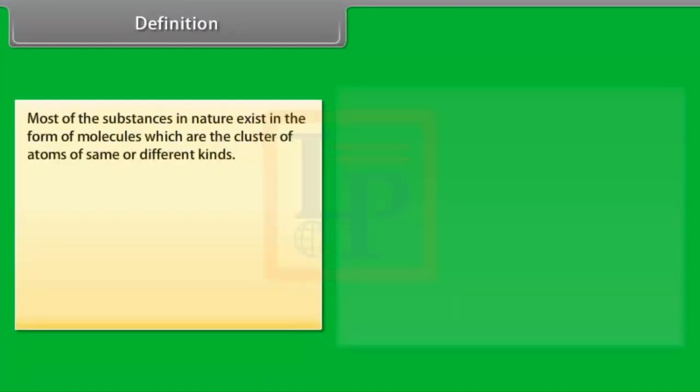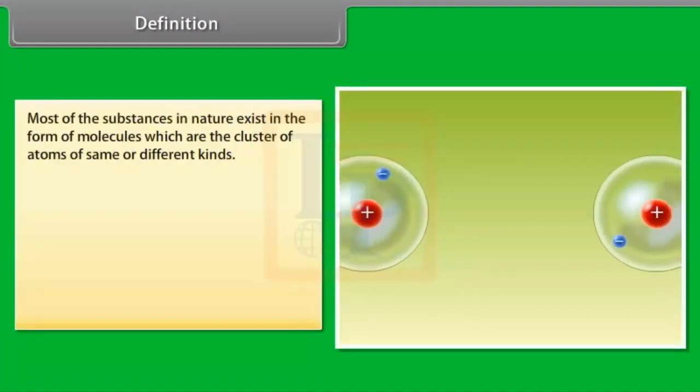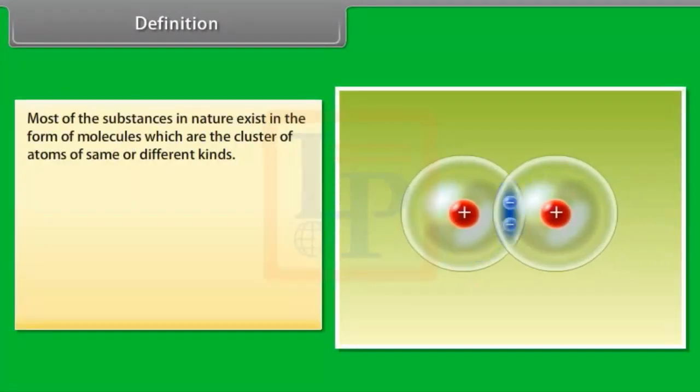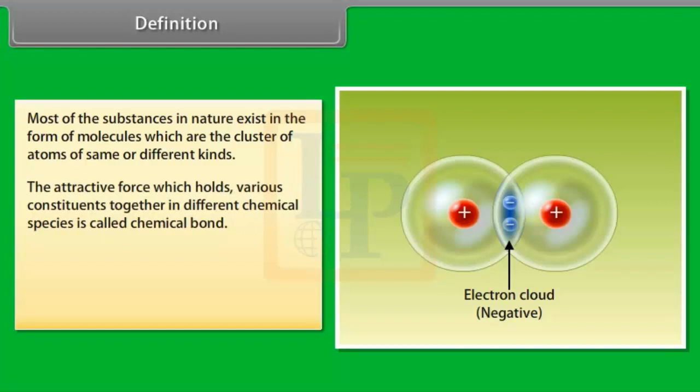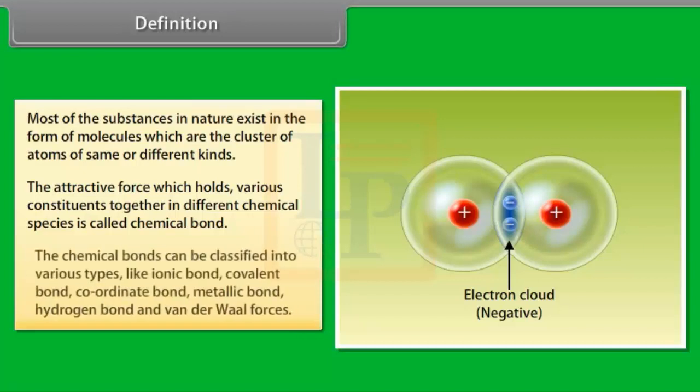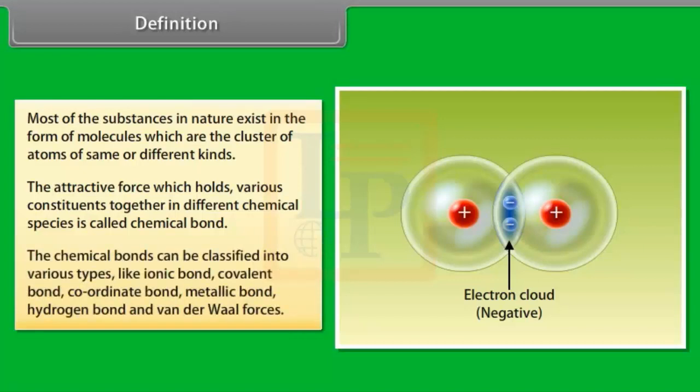Definition. Most of the substances in nature exist in the form of molecules, which are the cluster of atoms of same or different kinds. The attractive force which holds various constituents together in different chemical species is called chemical bond. The chemical bonds can be classified into various types like ionic bond, covalent bond, coordinate bond, metallic bond, hydrogen bond, and van der Waals forces.